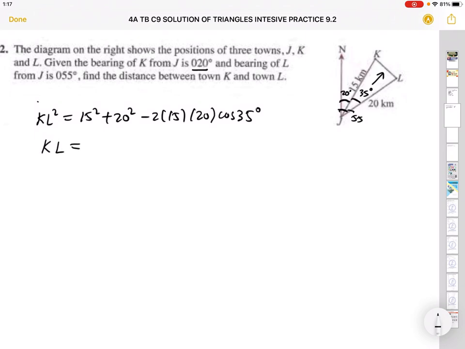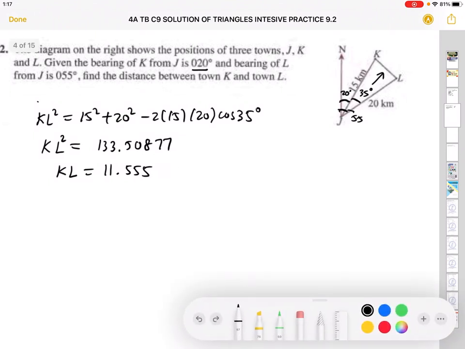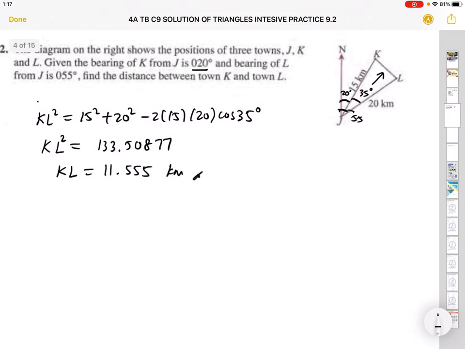Okay, again, I will show you how. Just to help you double check, use your calculator, you type this out, right? But I wouldn't write this down. 133.50877 should be something like this. Because I have students who write 13.51 and then they square root and they got a different answer. So you want to avoid that, right? You can just straight away square root this and get 11.555, correct to 3 decimal places. This is in kilometer. Okay, right?